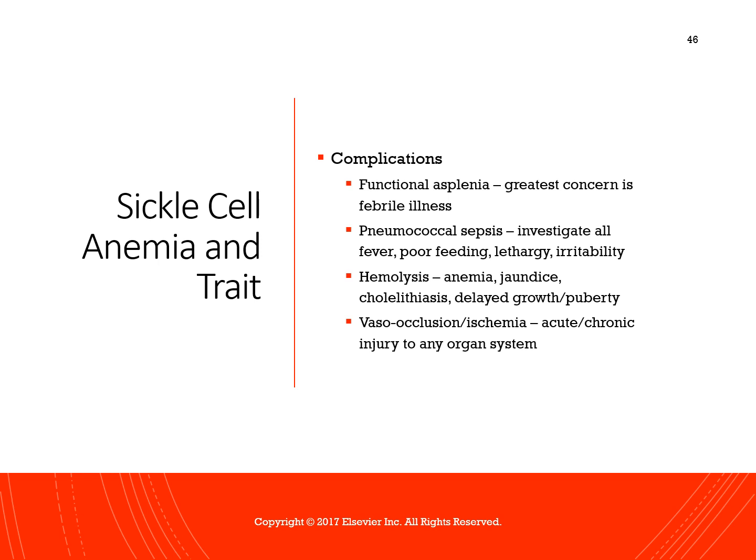Complications, we may see functional asplenia, and this is the greatest concern when they have a febrile illness. Pneumococcal sepsis may occur, and with that we want to investigate all fever, poor feeding, lethargy, and irritability. Hemolysis may occur, and that's going to result in anemia, jaundice, cholelithiasis, and delayed growth and puberty. They may also have a vaso-occlusive ischemia crisis, and that is going to lead to acute or chronic injury to any organ system.